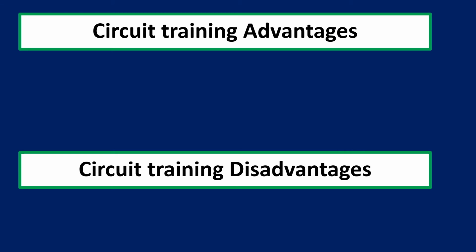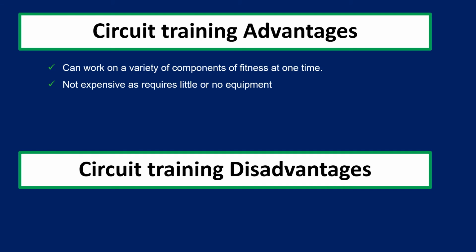You guys already know one of the advantages, which is that circuit training can work more than one component of fitness at a time. We saw that in the last circuit that we just looked at. It's not expensive, and you can do it without any equipment at all. So when we do it at school, I'm sure you guys can think of some of the stations that require no equipment, like squat jumps or star jumps. You don't really need anything to participate or set up a circuit.